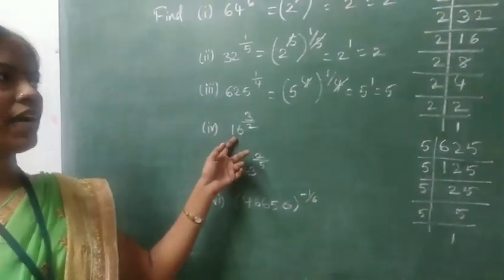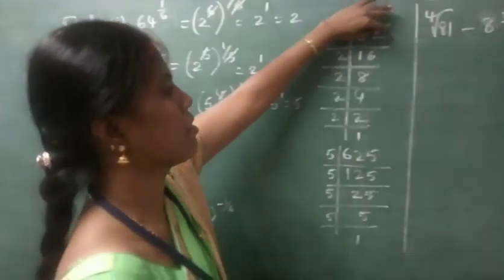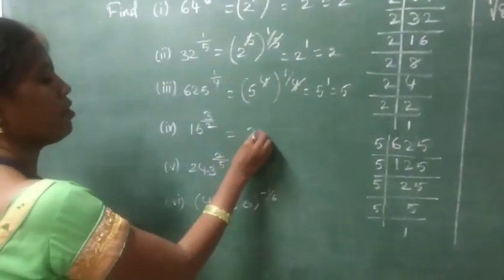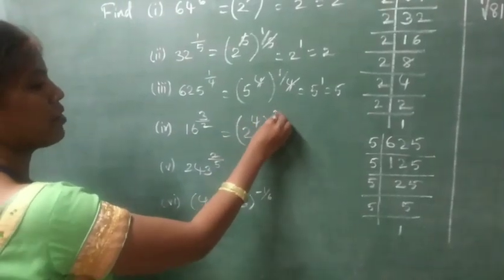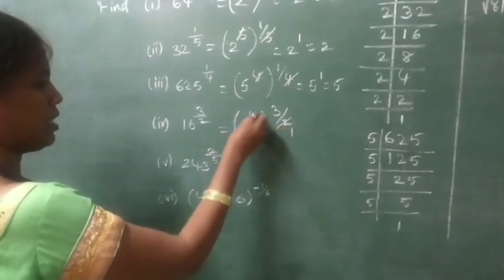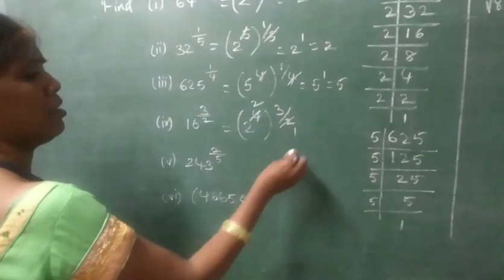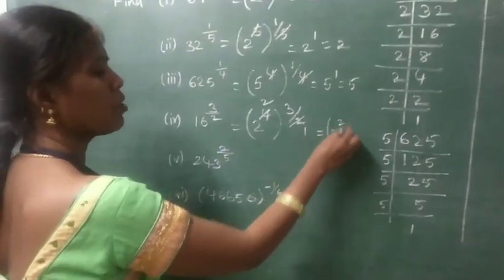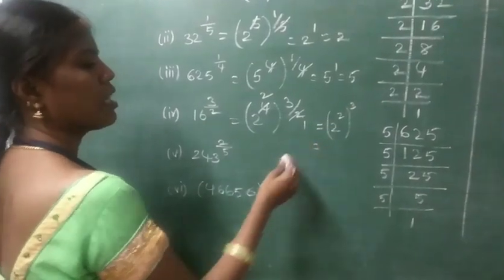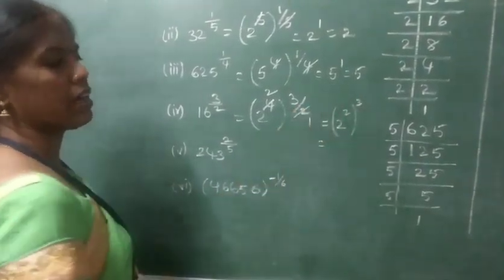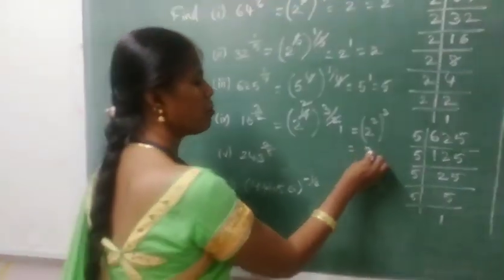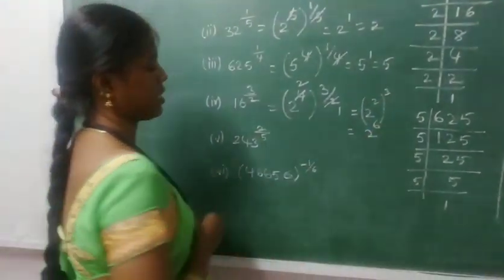Here 16 now again. 16 means, see here, 1, 2, 3, 4. (2⁴)^(3/2). 2 ones are 2, 2 twos are 4. So now it is in the form of (2²)³. What is (a^m)^n? It is a^(mn). So 2 to the power of 2 threes are 6.